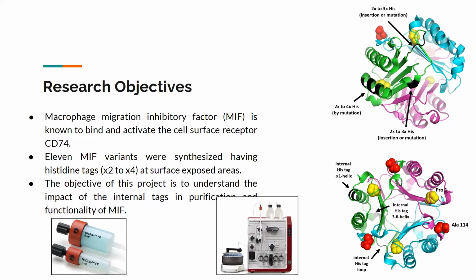So when it's purified, we use affinity chromatography, and that's the pictures in the bottom. This is the column, and the column is hooked up to the instrument. What you do is you load your sample and run it through the column, and the column will pick up your protein, and then you can get rid of the junk and elute your protein after. So the objective was to understand the impact these tags will have on the purification process and the functionality.